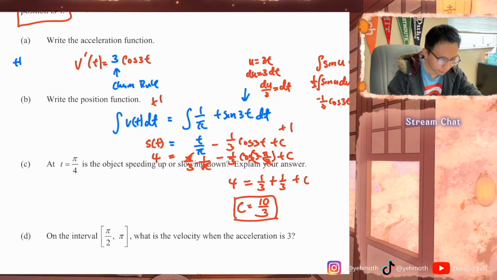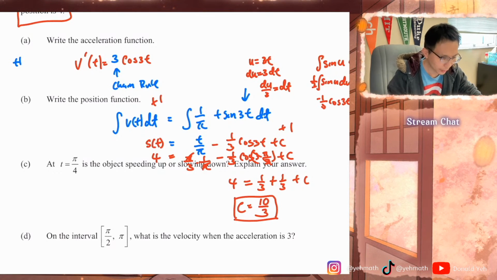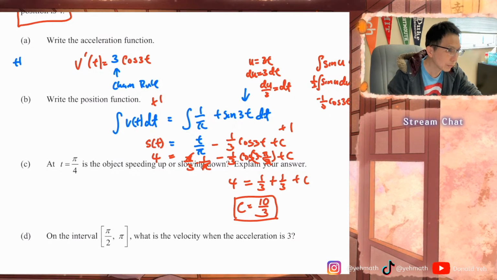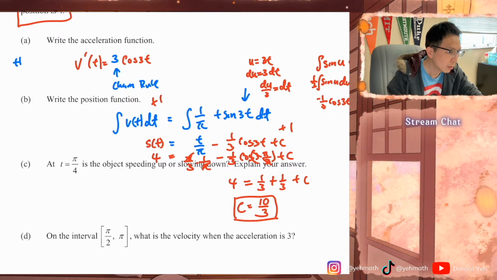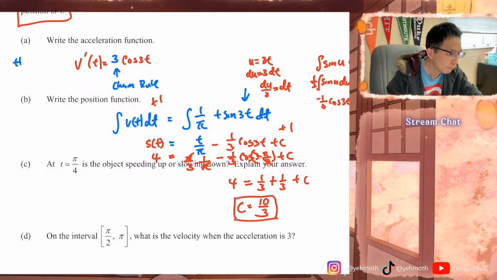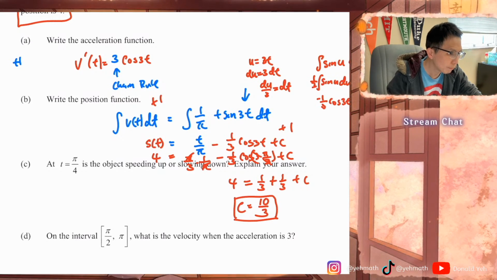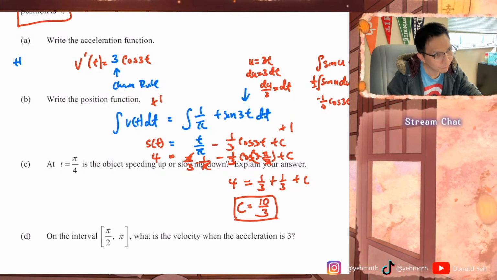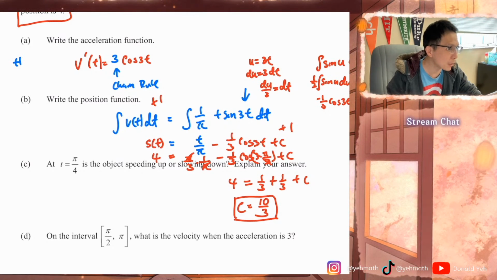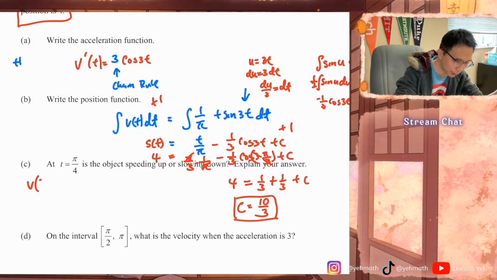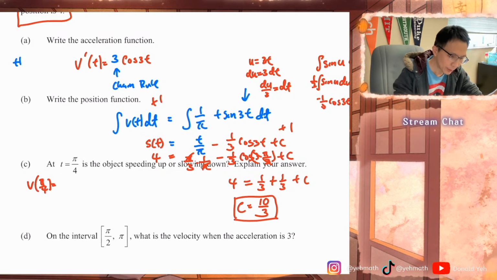Okay, so how are you supposed to do that? The velocity and the acceleration, if the sign is the same, then it would be speeding up. For example, if velocity was positive but acceleration is negative, then it would be slowing down. So if they have opposite signs or the same sign, basically you want to evaluate v of pi over 4. So let's go back.